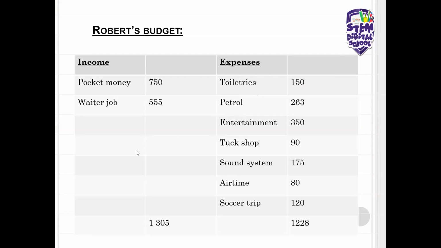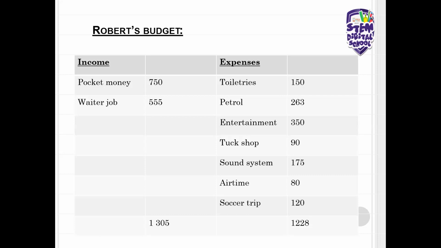Right, so there you see, on the left-hand side, I've put the income there of Robert, and I've told you there what the pocket money is and the waiter job regarding that, okay? And then on the right-hand side, they have mentioned all the expenses that they have listed there. So let's look at the expenses quickly first. I'm just going back to the previous slideshow so you can see where the details were coming from.